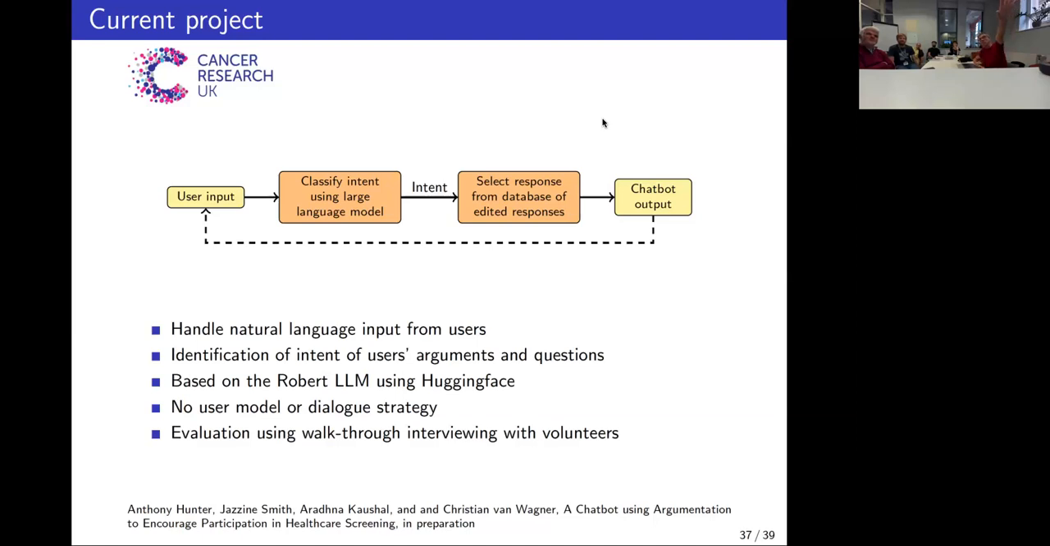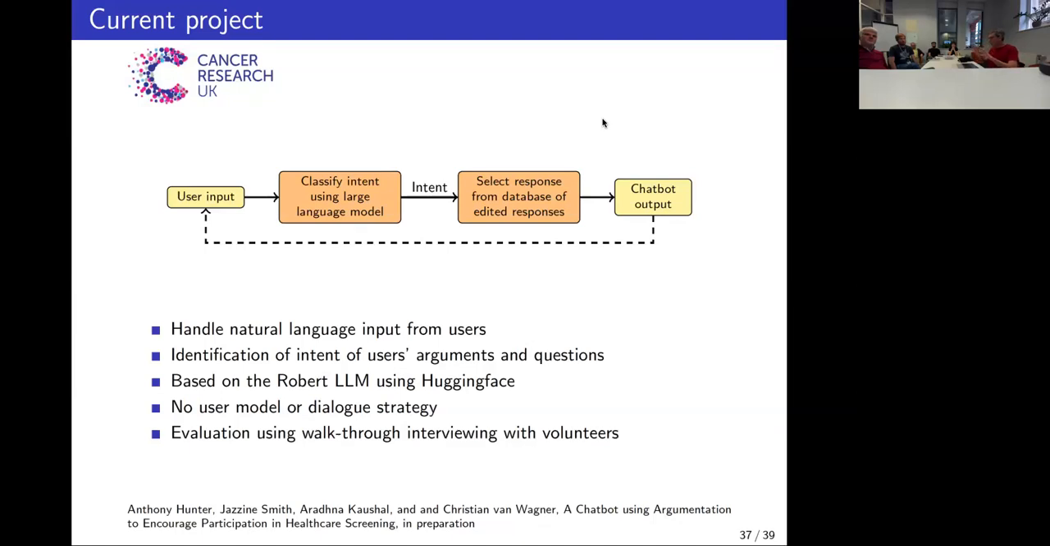So the user puts in the input, each turn they give their user input. And what we've used is this large language model as a text classifier. We've got a number of classes of argument that the user might give. It might be they haven't got enough time, or they find the whole thought of the bowel cancer test, which involves taking a sample of your feces, disgusting, or they can't be bothered, or they feel they're healthy. There's a whole range of reasons why people don't want to do it, or don't think they need to do it. And we know about all of these because we've crowdsourced all of this information.